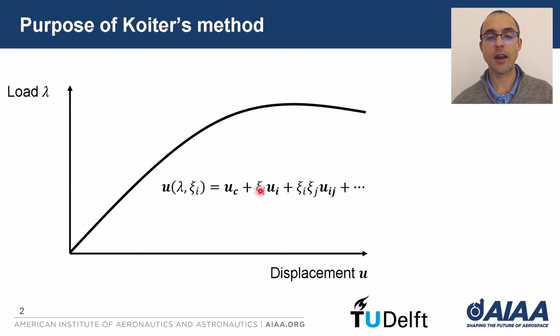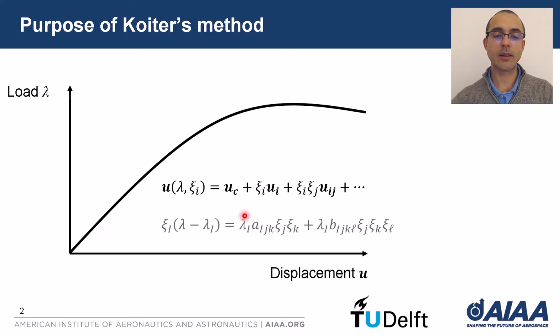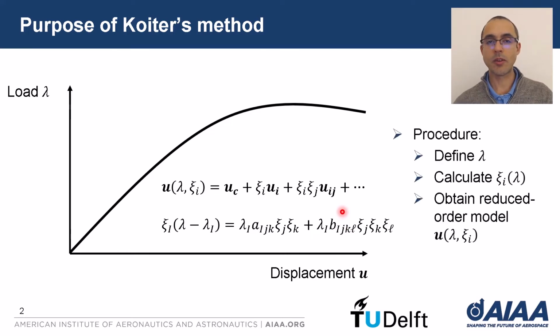These factors psi can also be calculated as a function of the load level and also using the contribution of A and B factors that we'll discuss later. The procedure basically consists on defining the load level in which you want to evaluate your displacement field. Then you calculate the psi factors that depend on lambda. And finally, you can obtain a reduced order model U in terms of lambda and the psi calculated.